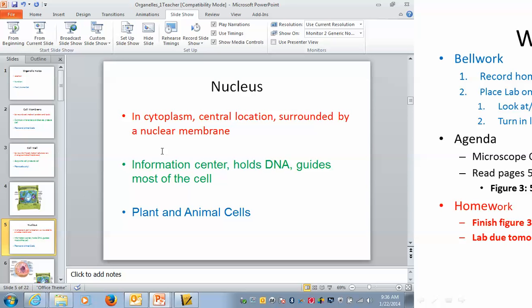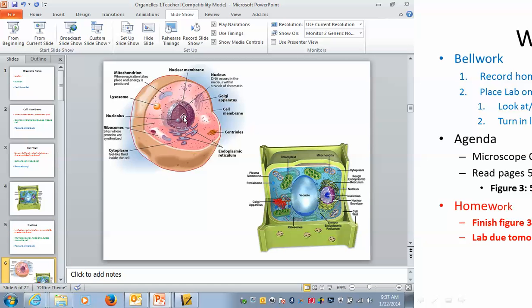Now, all cells, both plant and animal, have a nucleus. It's usually in the very middle of the cell. It is surrounded by a nuclear membrane, and this is the control room of the cell. So it's the information center. It holds DNA. It guides almost all of the processes needed for the cell. Usually it's in the middle. So in this particular animal cell, it's purple, so it's right in here. And for this plant cell, it's right over here, towards the right, and it's still purplish in nature.